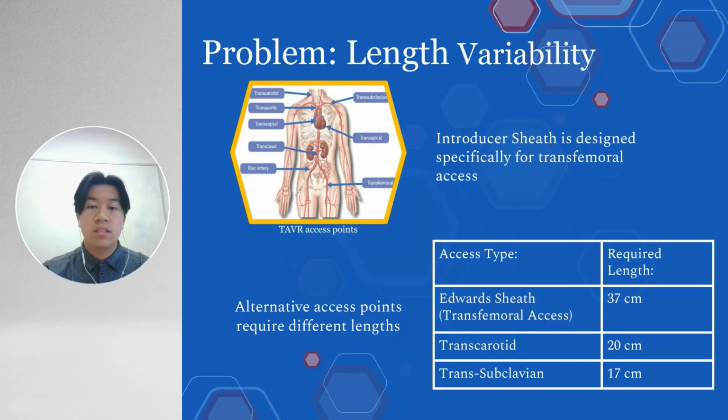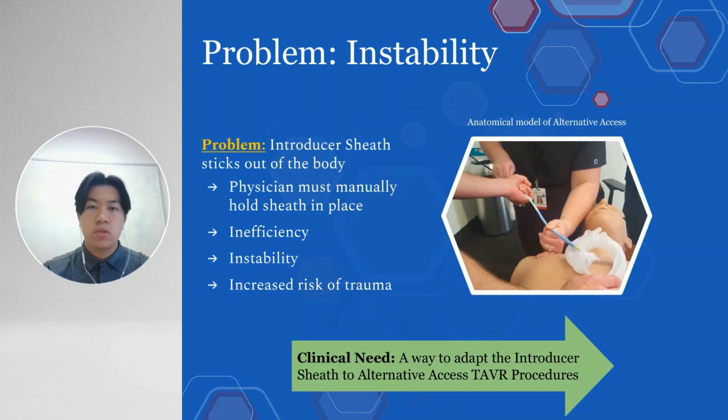This is because the sheath is designed specifically for transfemoral access and has a length of 37 centimeters. But the various alternative access approaches require various different lengths for TAVR. For example, the transcarotid approach requires 20 centimeters, while the transsubclavian approach requires only 17 centimeters, both of which are drastically shorter than the introducer sheath length. Which brings us to our problem.